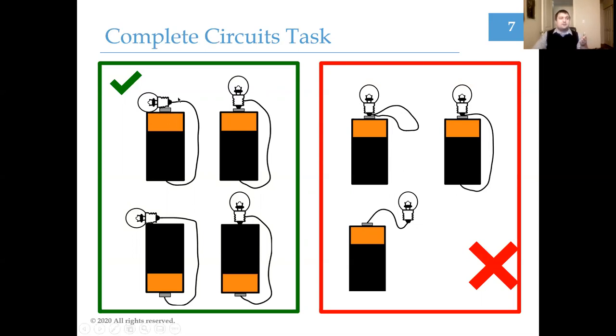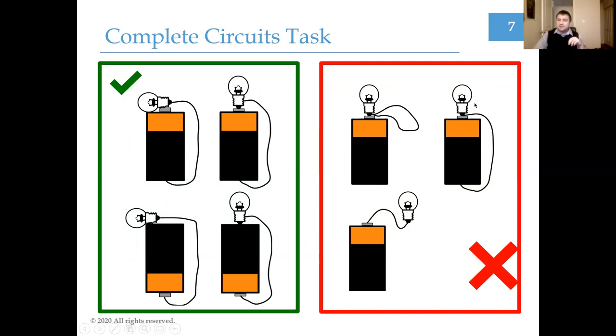Right? Notice within all of the arrangements that I can always make a loop. I can always start at one point. I can move through the elements and return to that point, passing through every element only once. I can't do the same thing here with these loops. This one here is not getting the bottom end of the battery.